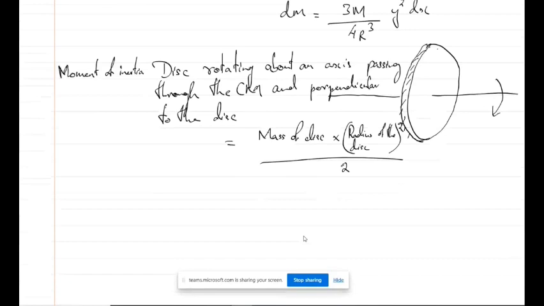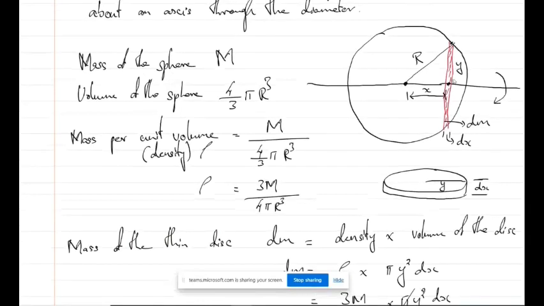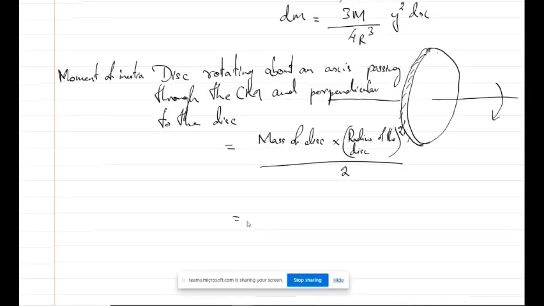That will be the moment of inertia of the disk, which is rotating this way. In our case, the disk is also doing the same thing. This slice is doing the same thing, and the radius is y and the mass is dm. So your formula for the moment of inertia of our disk is dm y square by 2. So this is the moment of inertia of a single disk.